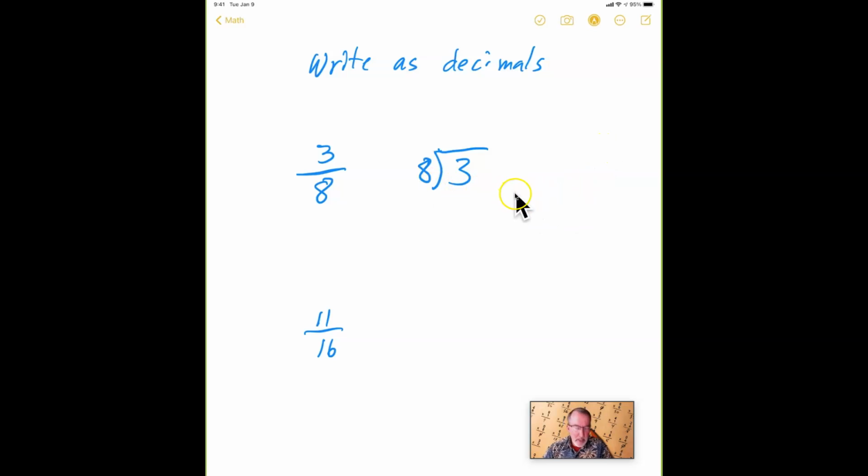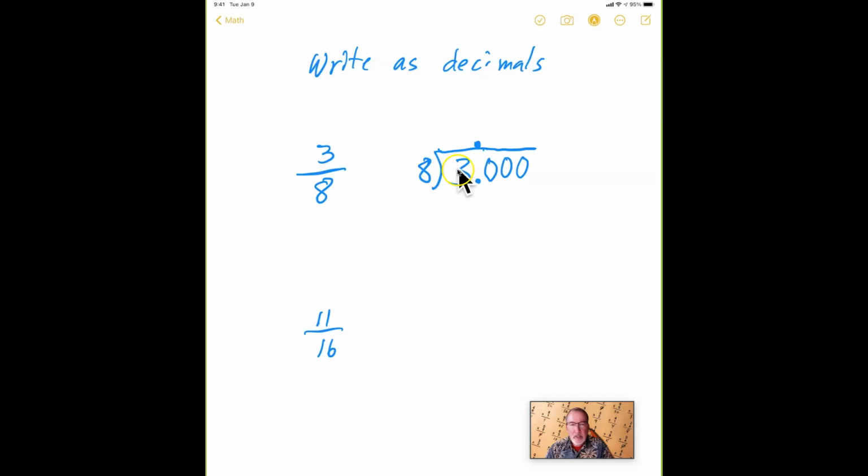So 8 won't go into 3, so what we have to do is add a decimal point here and put a mirror image of that up here on the answer line. And we're going to add some trailing zeros. And you can put as many as you want here. Adding these zeros, 3.000 is no more or less than 3, so it's mathematically equivalent. But now we have a larger set of numbers to work with, and we can divide 8 into 30.